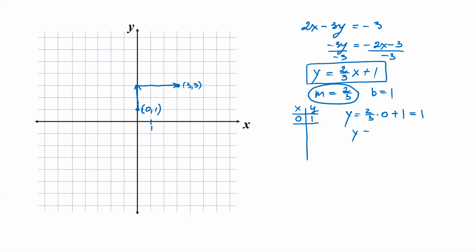So what was it? y equals 2/3 x plus 1, right? So x is 3 and y is 3. 3 equals 2/3 times 3 plus 1. Okay, so what do I see? The 3 and 3 cancel, right? So what do I have left? 2 plus 1, which is 3. So 3 equals 3. That is a true statement, right? So (3, 3) is another ordered pair solution that satisfies my equation.